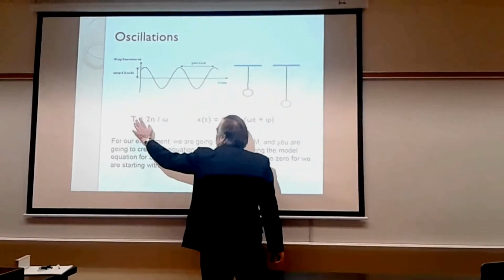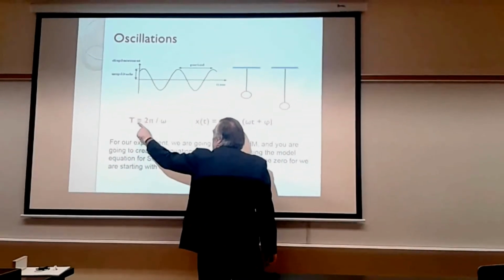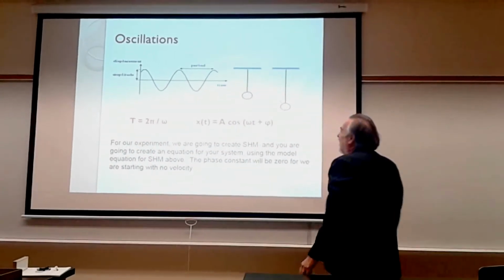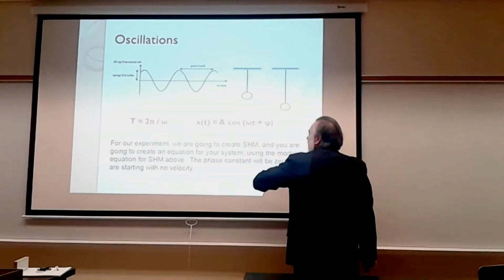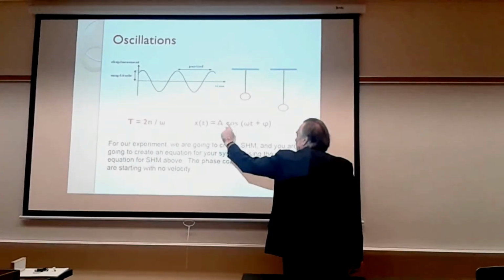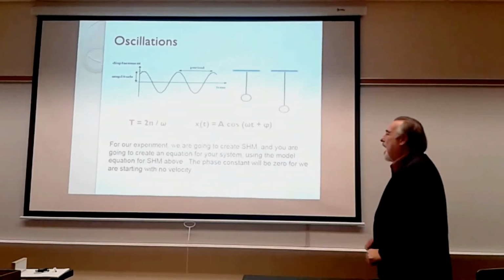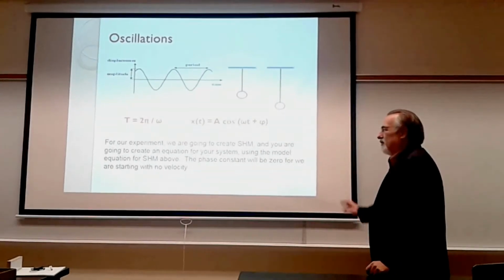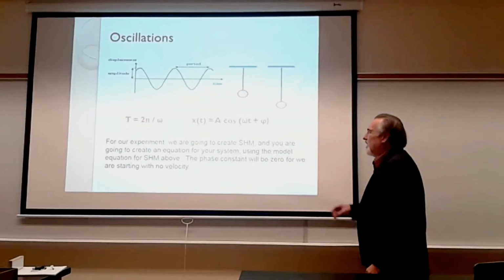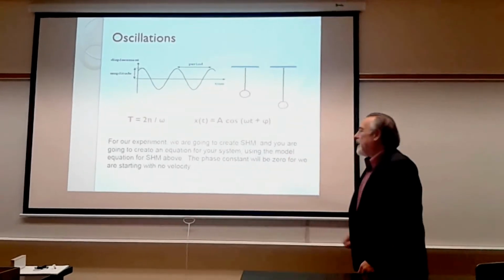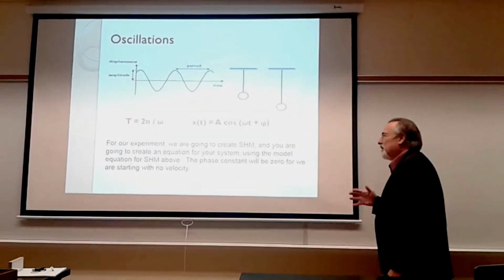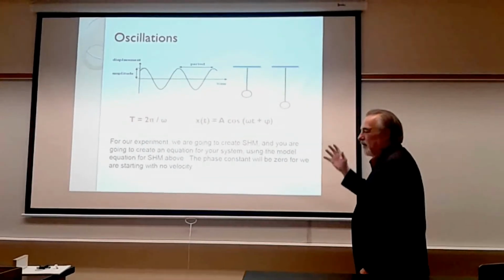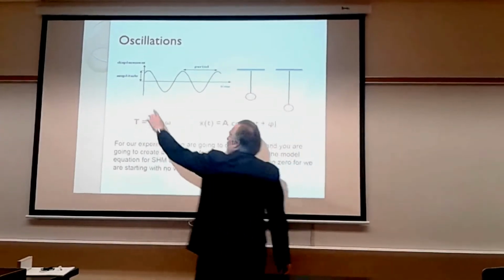So you take that time, and 2 pi divided by that time will give you the omega, which you can plug in here, and plug in your amplitude, and you will have your equation for your system. Now this matches simple harmonic motion. This here is the phase change, the phase constant, and we're going to just consider that 0 for now, because we're starting with no velocity. We're going to assume that we're also starting at a cosine.